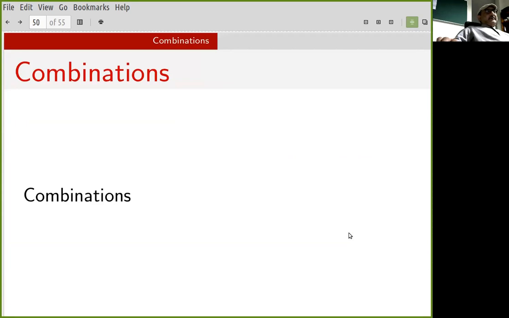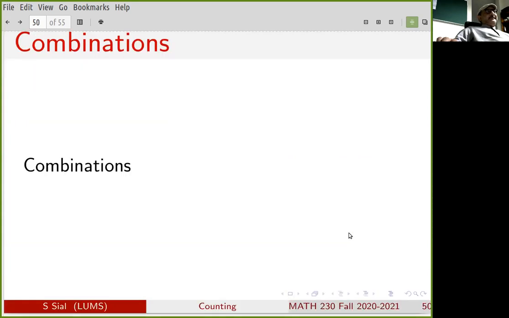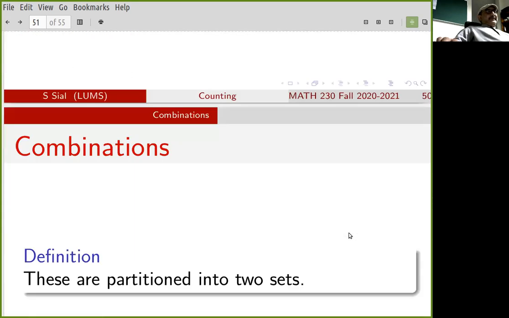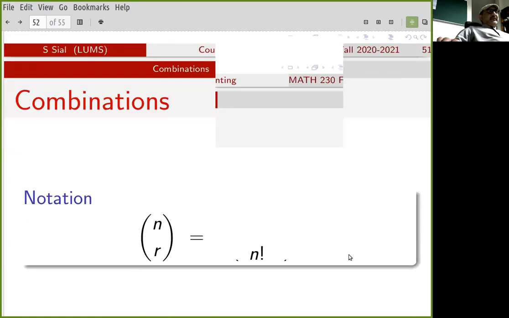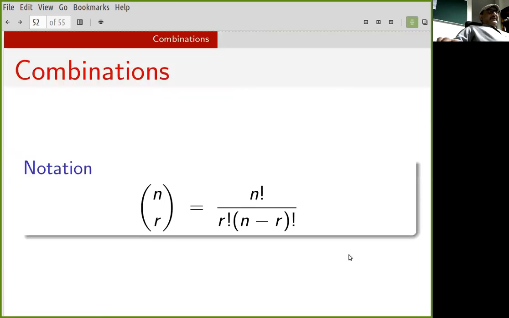Okay, so combinations now. Combinations are a type of partition, except the case of partitioning into 2 sets, into 2 cells, comes up so many times that we give it a particular name, combination. And we have this notation. We read this as n choose r, which is equal to n factorial divided by r factorial times n minus r factorial.